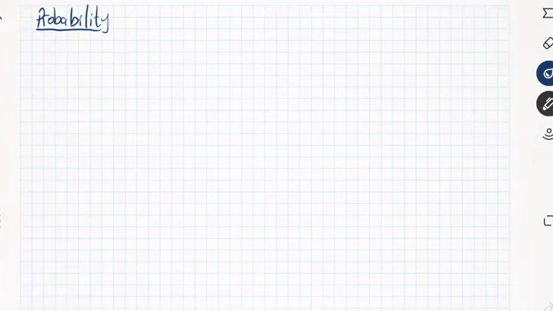Alright, so probably one of the easiest and therefore most difficult topics in math is this idea of probability. And because there's not that much to it, students get very confused about how it all works. So I'm going to try to break it down into a simple process.